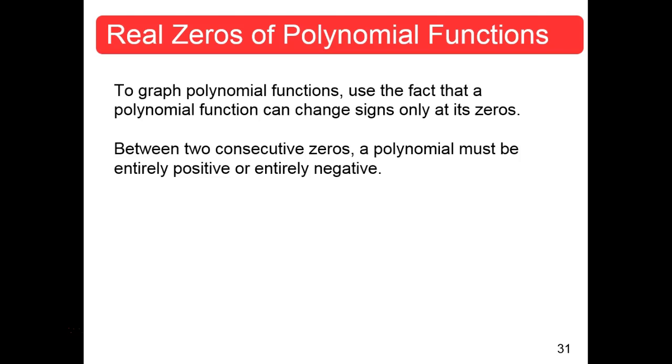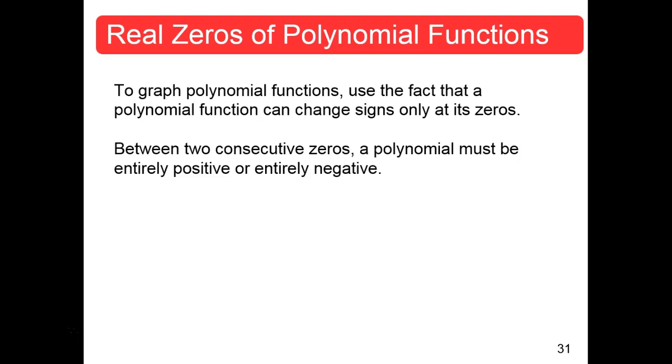To graph polynomial functions, use the fact that a polynomial function can change signs only at its zeros. But that's only when it crosses the x-axis. It doesn't change signs if it goes back up. Between two consecutive zeros, the polynomial can't cross again. It has to be the same sign, positive or negative, because if those are consecutive zeros, it can't cross again. It's entirely positive or entirely negative.